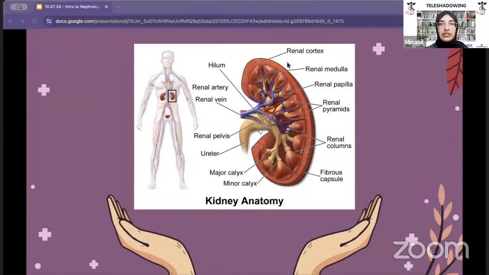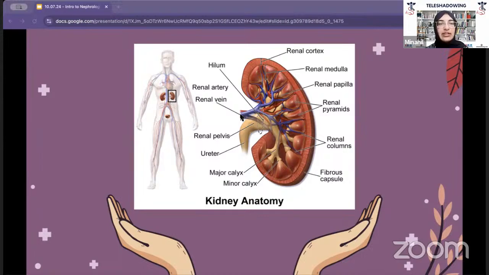The outer layer is known as the renal cortex. It surrounds the inner renal medulla, and inside the medulla we find structures called renal pyramids, which are the functional units where the filtration actually occurs. Blood flows into the kidney through the renal artery, and there's another slide on the renal blood flow.